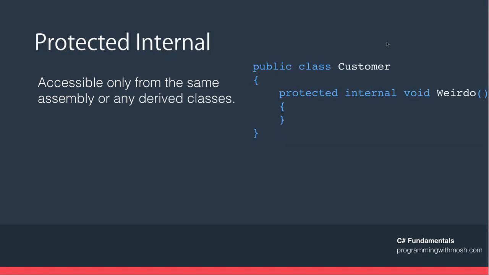And finally, we've got protected internal, which I would say is the most weird thing in C# language. Basically, what it means is a member declared as protected internal is accessible only from the same assembly, and that's because of the internal, or any derived classes, and that's the result of protected. So here is an example. We have a customer class, and it has a method called weirdo that is declared as protected internal.